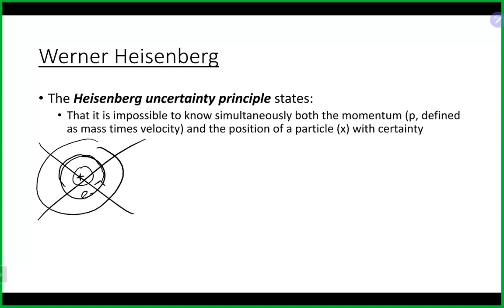And in fact, the more information we have about the location of a particle, the less information we have about how it's moving, how fast it's moving, and vice versa. So there's always an uncertainty in the sense of the more you know about one thing, location or how it's moving, the less you know about the other.